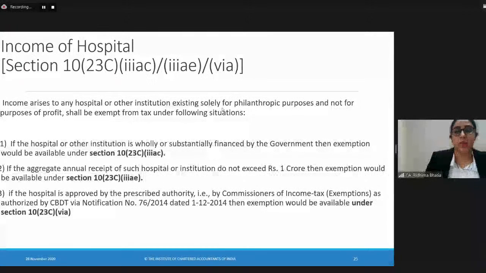Clear? Next are your mutual funds. Mutual funds, you get income from mutual funds, right? Now you are making a contribution. Have you ever thought mutual fund ka income, how it is taxed? In the hands of mutual fund, so any income of mutual fund is exempt from tax, number one, if it's a mutual fund set up by SEBI.